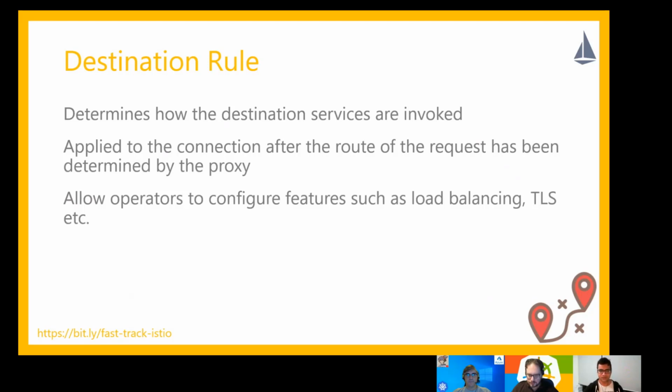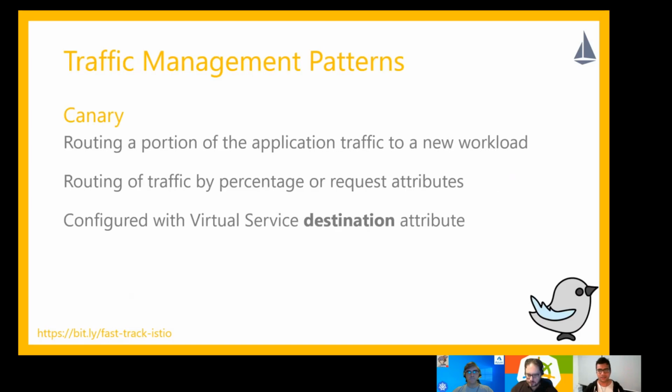So for example, in the previous diagram, we saw that there are two versions of service A running. The virtual service would determine which service the request should be routed to, which would be service A. But which version of service A the request should be routed to is determined by the destination rule. In addition to that, this API also supports certain configurations that you can enable on them, which will enable features like load balancing and TLS, which we'll again see later in action.